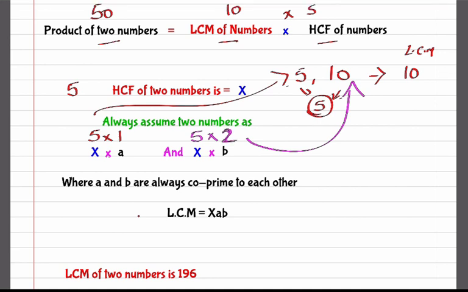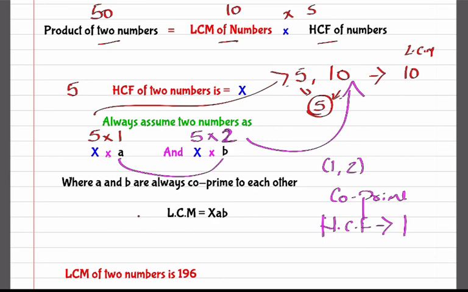Such that A and B, which are 1 and 2 right now, will always be co-prime to each other. We had already learned what co-prime is: the highest common factor for them will be 1. So this is the property. If the HCF of two numbers is X, I can write one number as X into A and the other number as X into B, such that A and B are always co-prime to each other. This is the first thing that you have to remember. And now the LCM of these two numbers is given by X into A into B.